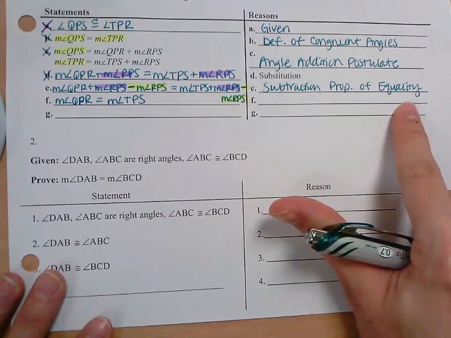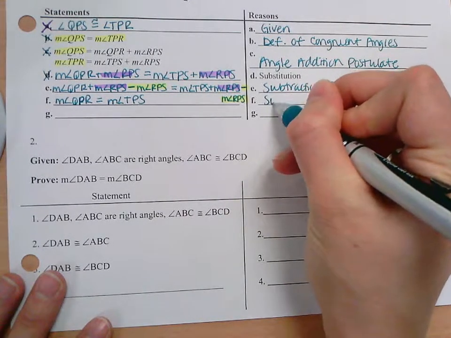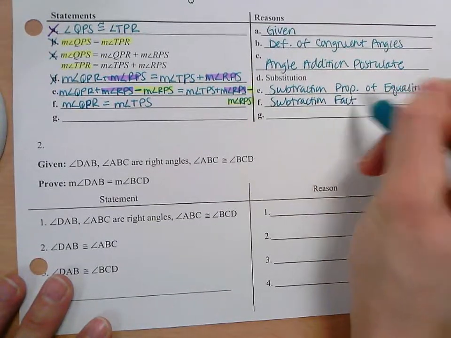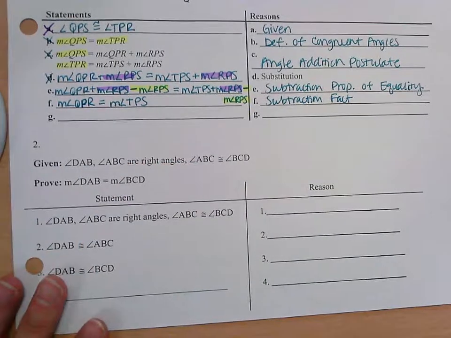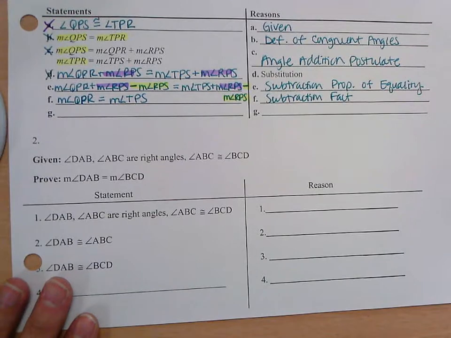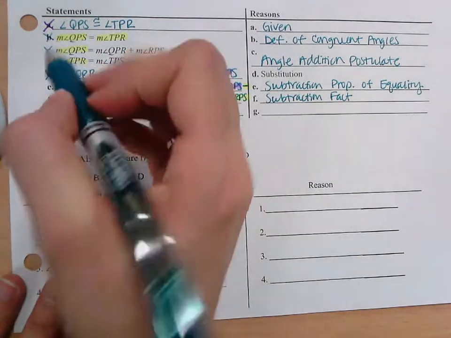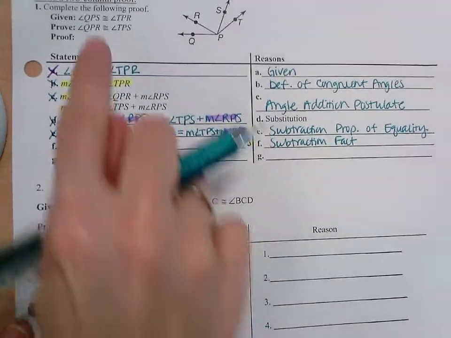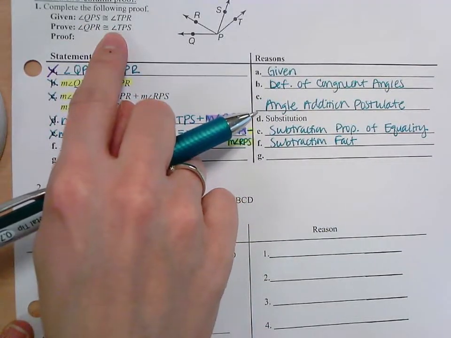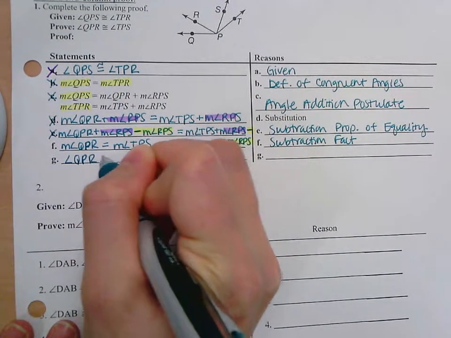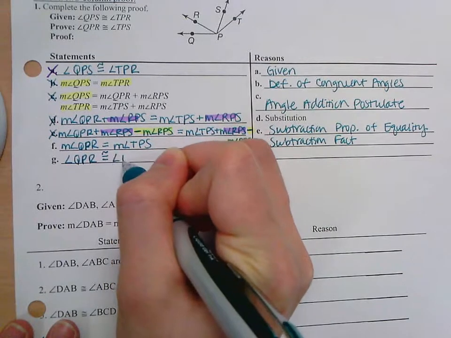And then what reason would that be? Subtraction fact, yep. So I subtracted something from both sides. It's a fact that by subtracting something from itself, it's 0. Okay, now, so I use line E. Now, the last line should be what I'm trying to prove. Angle QPR is congruent to angle TPS.